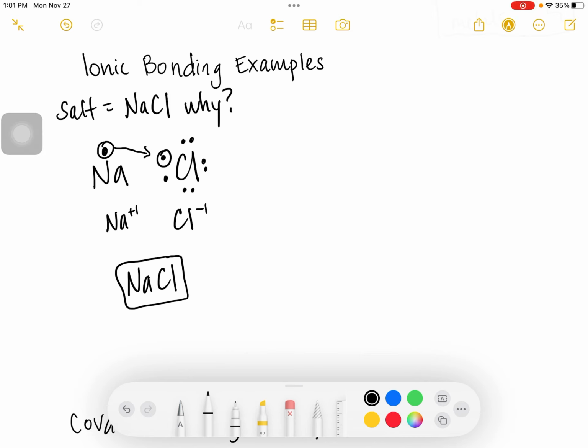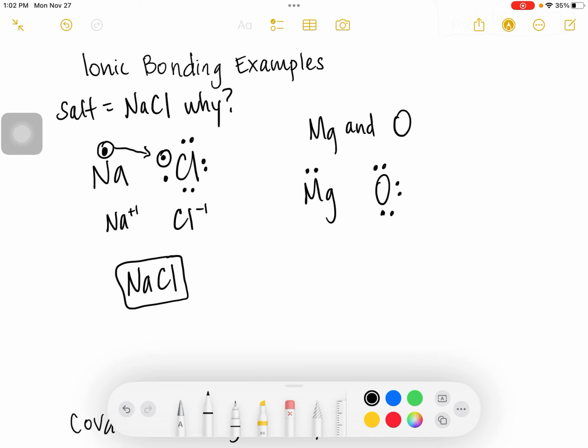I'll give you another one, which is, could the same thing happen with magnesium and oxygen? So first it has to meet the criteria of one's a metal and one's a nonmetal, and that's true. Magnesium is a metal, oxygen is a nonmetal. Magnesium comes in with 2 valence electrons, oxygen with 6.